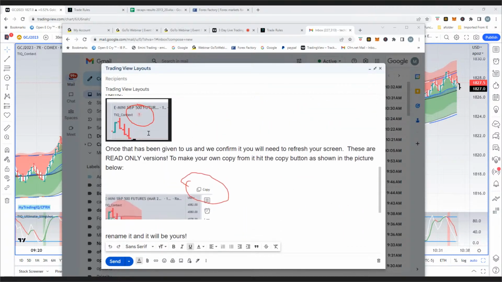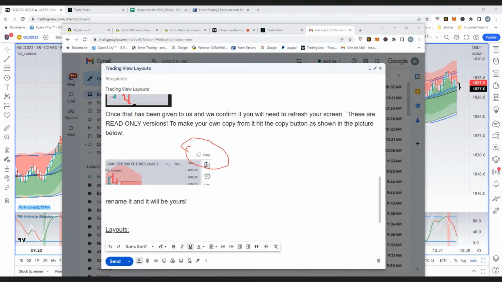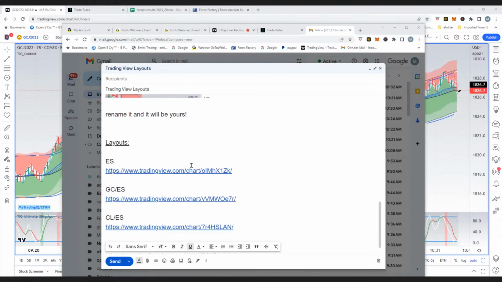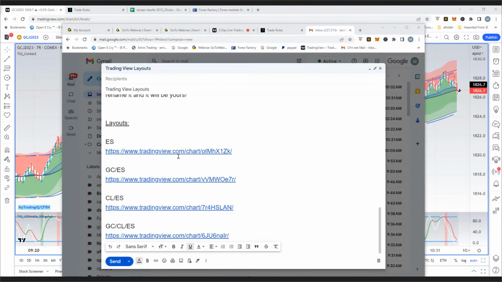And these are the layouts, right? So if you do all that, this is what it's going to look like. If you click on the link that I showed you earlier to get a read-only version, you're going to have this word Copy in the upper right-hand corner. If you click on that, then you just have to rename it and it'll be yours. These are all layout links. This is the same one that I gave you earlier for different levels of entry.